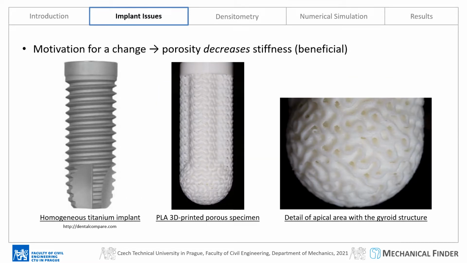On these three images, we can see some very basic comparison between the homogeneous titanium implant stem and the 3D printed porous stem in the middle. The image on the right shows a detail of the apical area with a gyroid structure. The gyroid structure is a triply periodic minimal surface, and it can either have a variable or constant porosity.